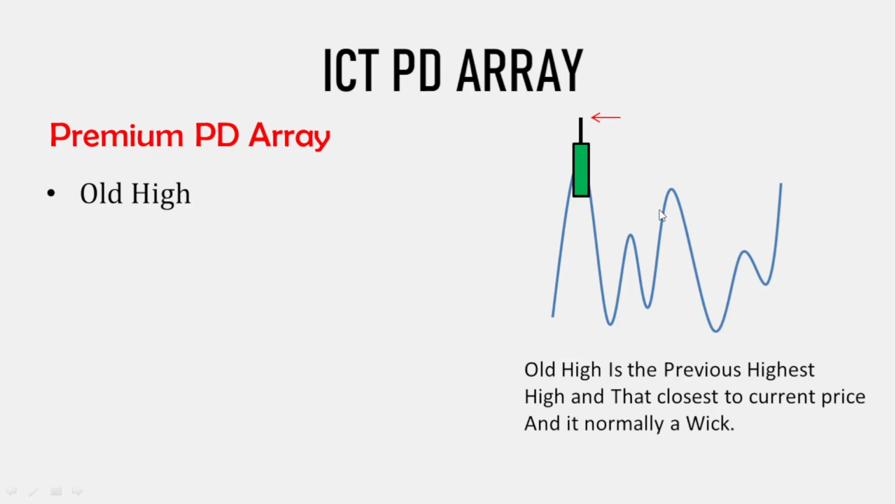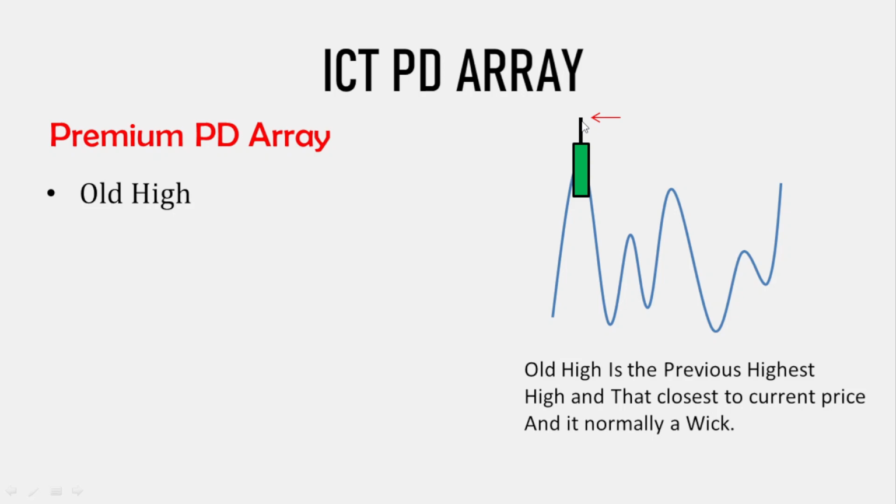So if you trade from a 15-minute time frame, it has to be the highest of that 15-minute time frame, okay? And it's close to current price. There's maybe another high way far away, okay? So we're talking about the highest point that's closer to current price, and it's normally a wick. So the wick is what we're looking for, okay?